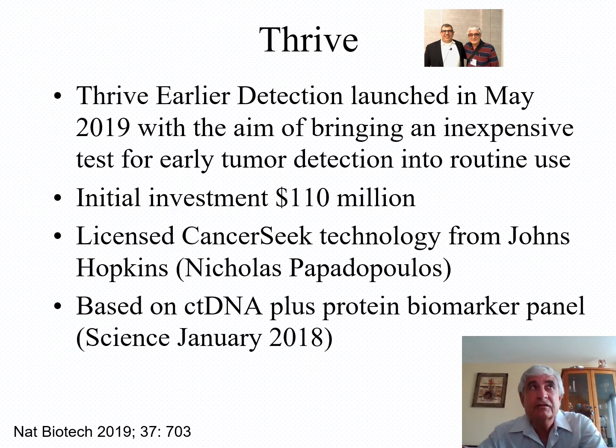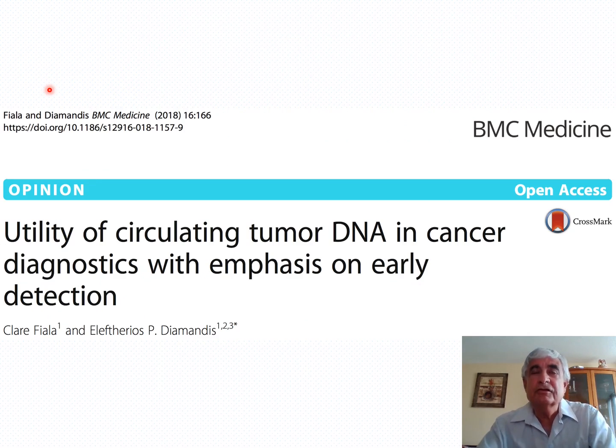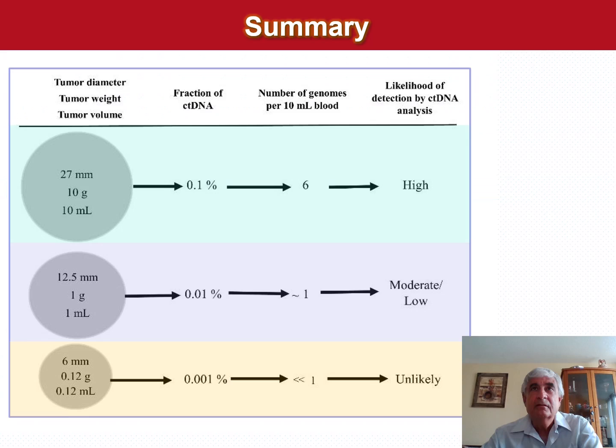I draw your attention here that my group, as you can see from this publication in BMC Medicine, has raised doubts about using circulating tumor DNA for early cancer detection. Our rationale is very simple. We asked the question if there is enough circulating tumor DNA from small tumors to make a reliable diagnosis.